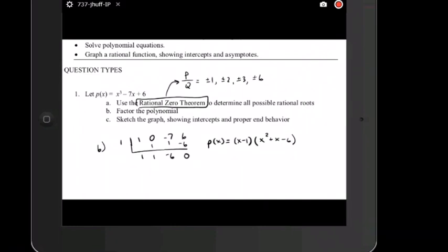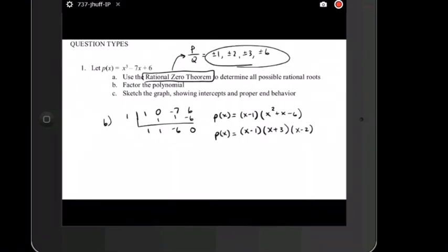Now that we've gotten it down to a quadratic factor, the two choices you have now are either to try to factor it if it factors, or if it doesn't, you can use the quadratic formula. But this one does factor. This is part B, we factor the polynomial. And the reason I want it in fully factored form like that is for part C now, because we need to graph. And in order to graph, we need to show the zeros or the x-intercepts, and that's what the factors tell us.